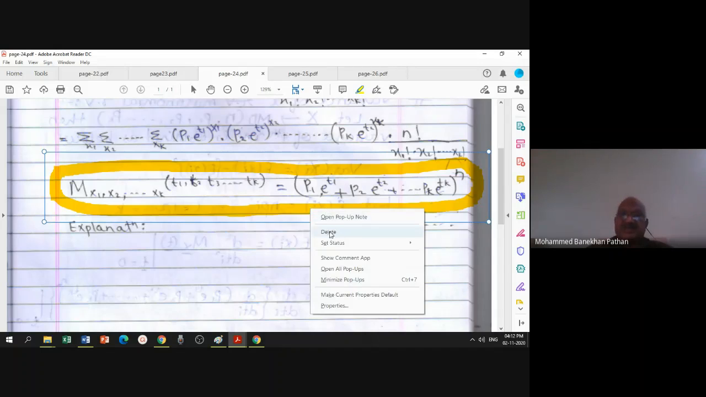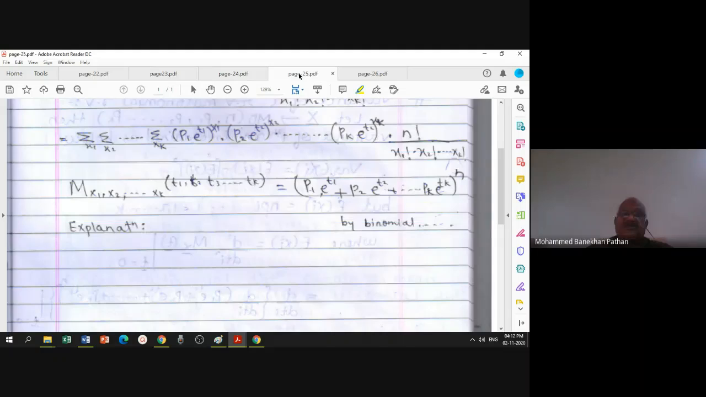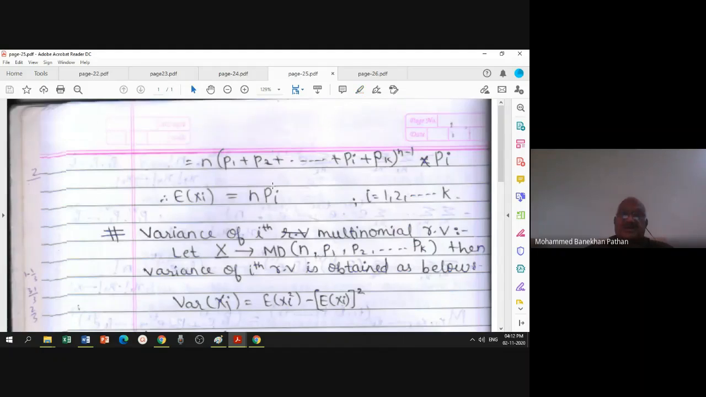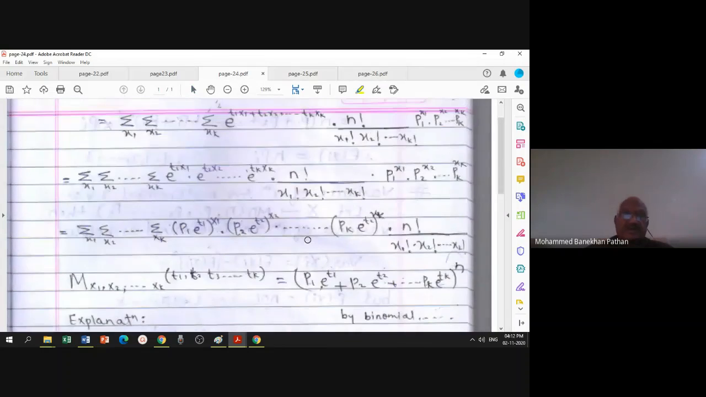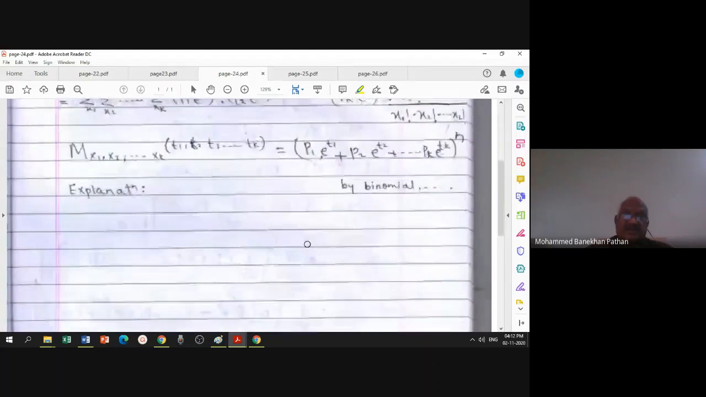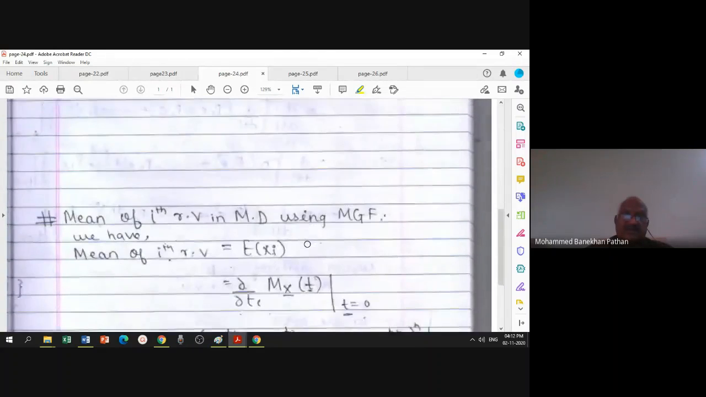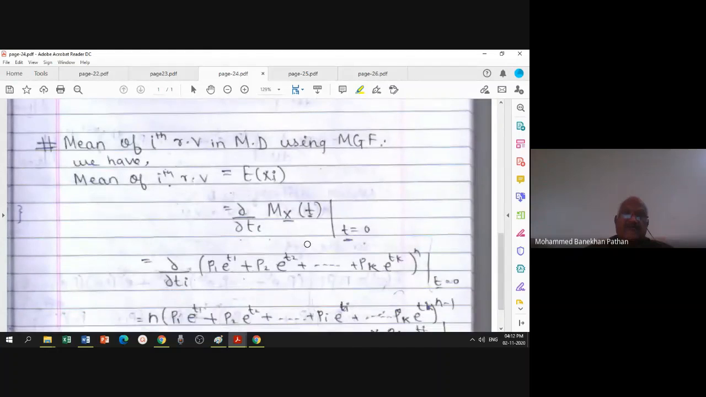Let us see the derivation for getting the mean of the ith random variable in the multinomial distribution using MGF.